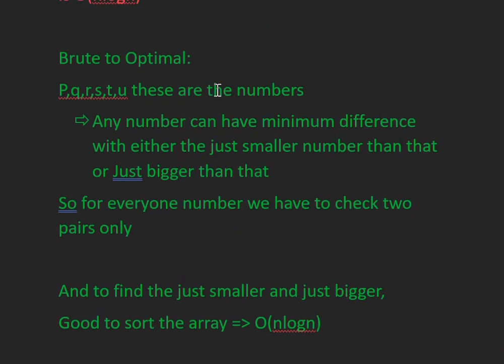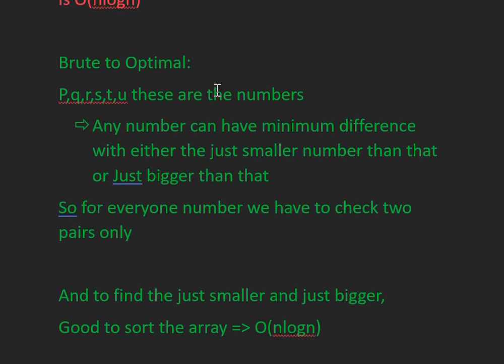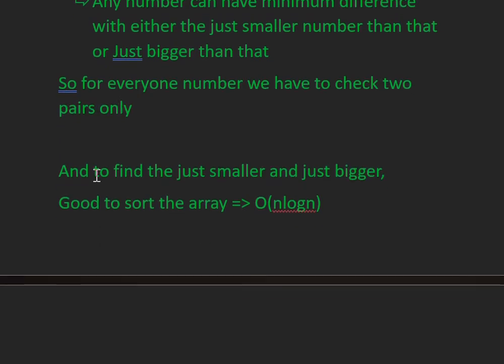So how will we move from brute force to the optimal approach? Suppose you are given a number, and you have to find the minimum difference of that number with some other number. That number will give the minimum difference with either the number that is just smaller than it, or the number that is just bigger than it. So for a particular number, we now have to check only two pairs: one with the number just smaller, and the other with the number just bigger. So for every number we have to find the number just smaller and just bigger than it.